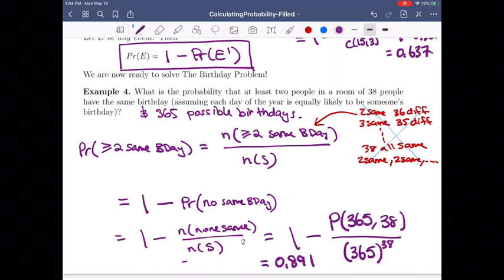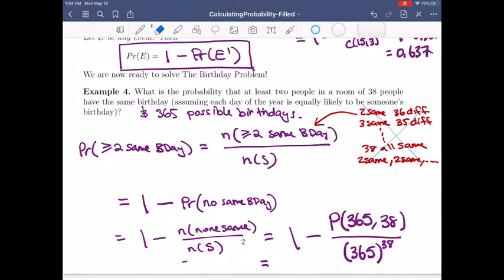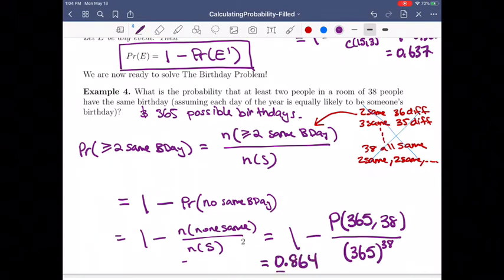Oh, wait, I lied. Sorry. That was my old calculation for 40 people. For 38 people, which is what our class is, it's 0.864. So it's actually incredibly likely that in a room of 38, at least 2 people have the same birthday.